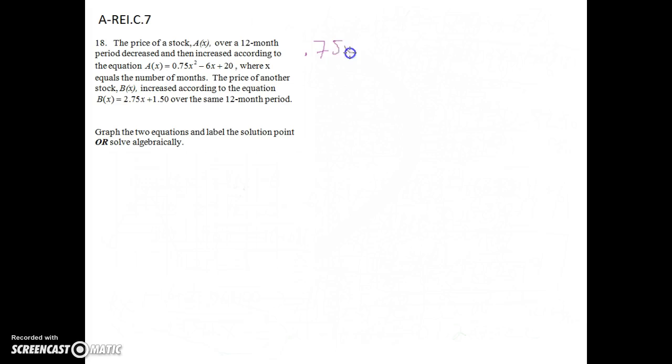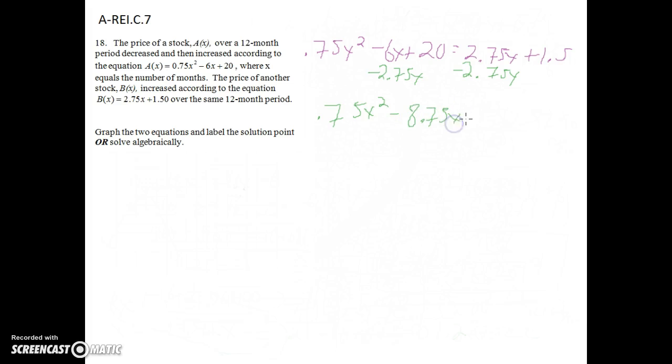So 0.75x squared minus 6x plus 20 equals 2.75x plus, let's try as 1.5. If you want to put 1.50, that's fine. Don't really need it. What we want is this to equal 0. So we're going to subtract the 2.75x from the 6x over here. So we get 0.75x squared minus 8.75x plus 20 equals 1.5.